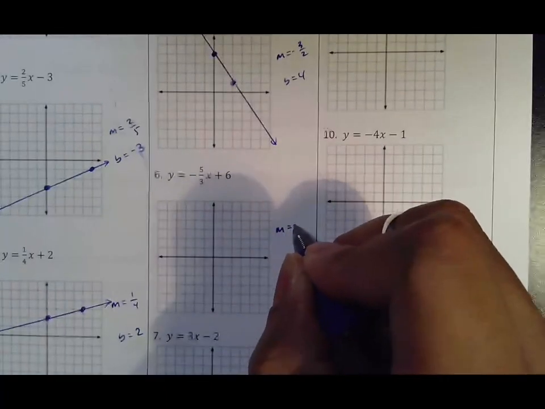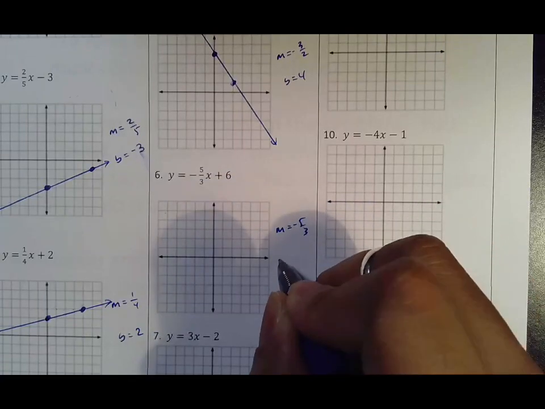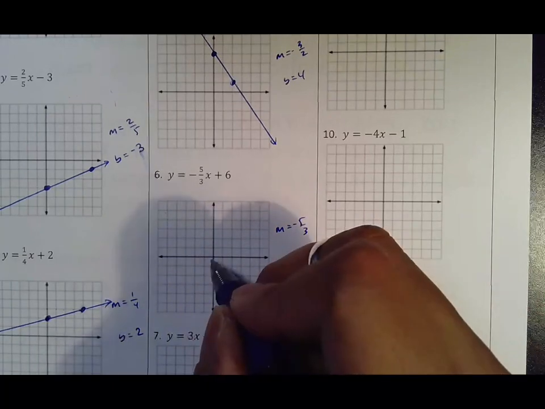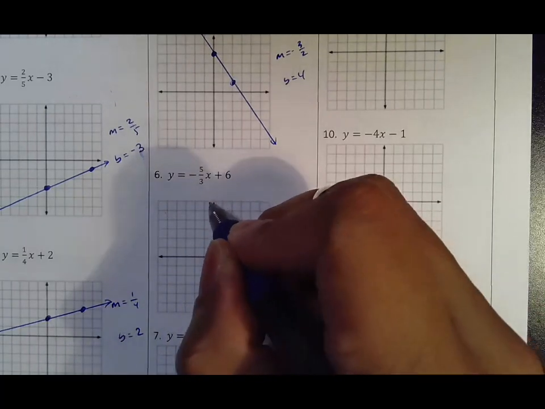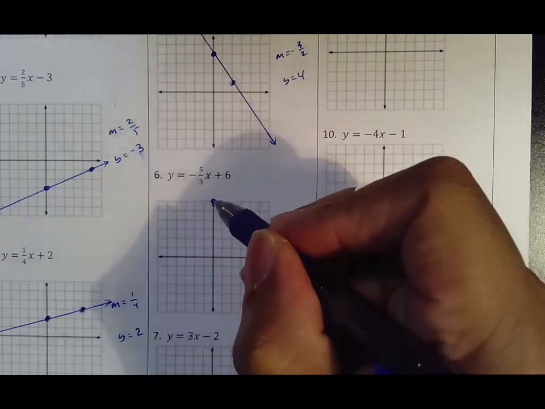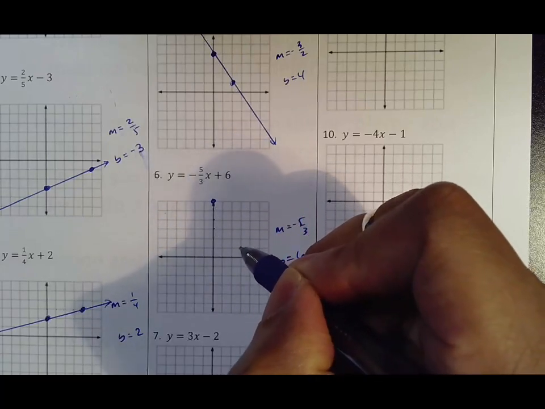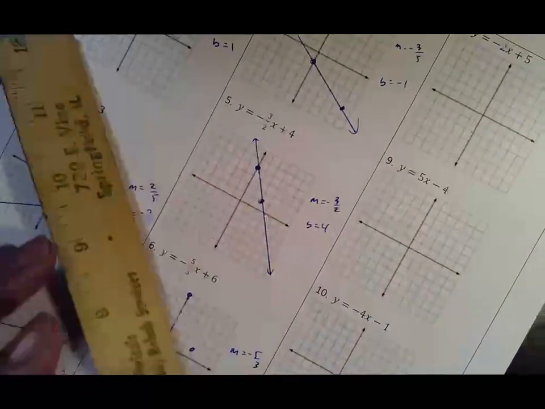Here, m is negative 5/3, b is 6. Again, if b is 6, that's our first number, so we go up 6 because it's positive. Negative 5/3 means from this point we go down 1, 2, 3, 4, 5 over 3, and then we draw our line.